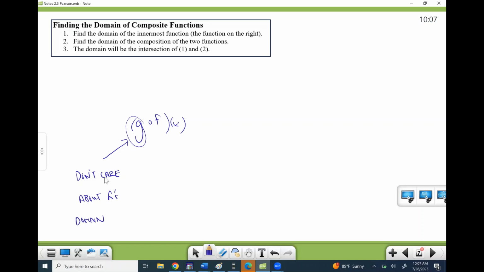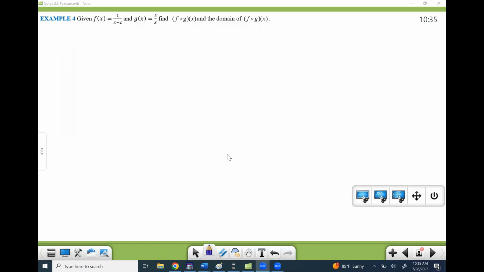Because according to what this says up here, we care about the innermost and the composition. So the innermost would be F, right? What we mean by innermost is G with F inside. So the innermost would be F in this case, and we don't care about G at all. So basically, the one on the right we care about and the composition we care about. Let's see this in action so we can make sense of it.